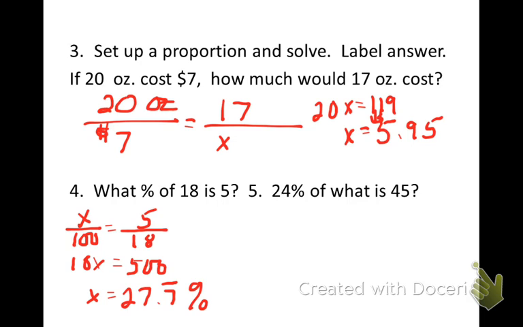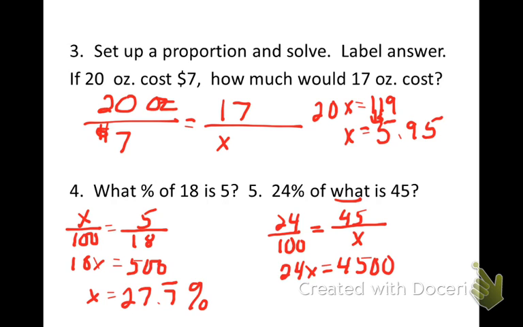Again, first step, find your percent, put it over 100. Second step, find what follows "of". In this case, what? We don't know. X, and then 45 would go here. Cross product, 24x equals 4,500. Use your calculator to divide 4,500 by 24, and you're going to get 187.5.